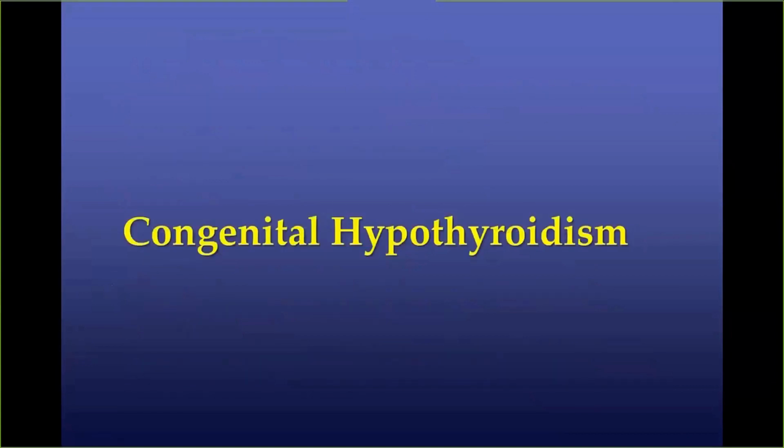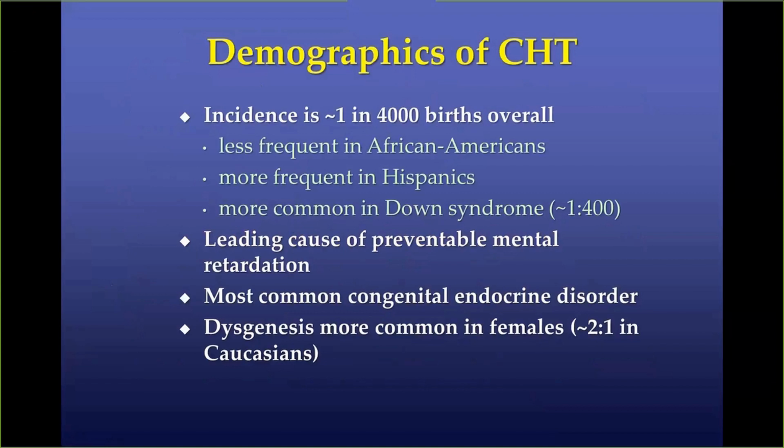Next will be congenital hypothyroidism. It's 1 in 4,000 births, less frequent in African Americans, more frequent in Hispanics, and more common in Down syndrome patients. And Down syndrome patients have high risk for thyroid disease, including congenital hypothyroidism and autoimmune thyroid disease. So that's a population that we should always screen at least annually for thyroid problems because of their high risk.